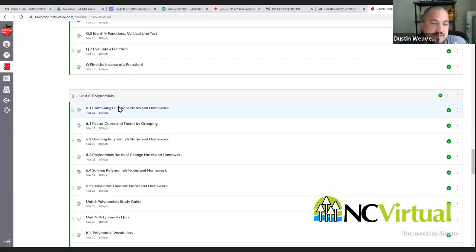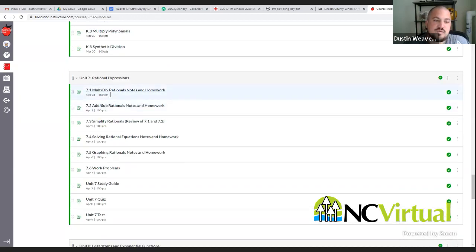Unit 6 was polynomials. So we talked about adding, subtracting, multiplying, and dividing polynomials, and then how to solve those. The multiplying, sometimes we use the box method. The dividing, we use synthetic division. Adding and subtracting, we had to combine like terms.